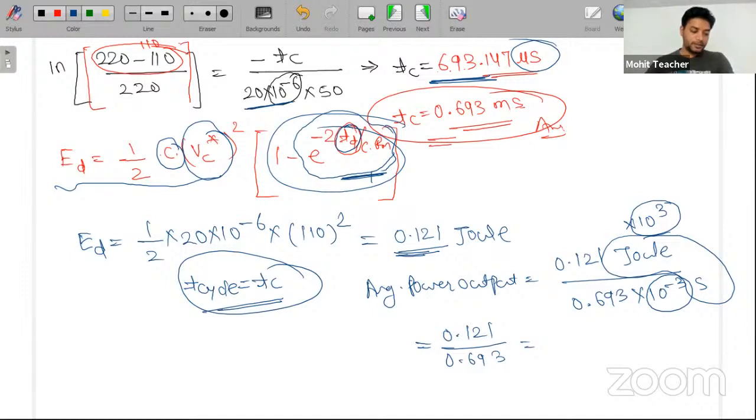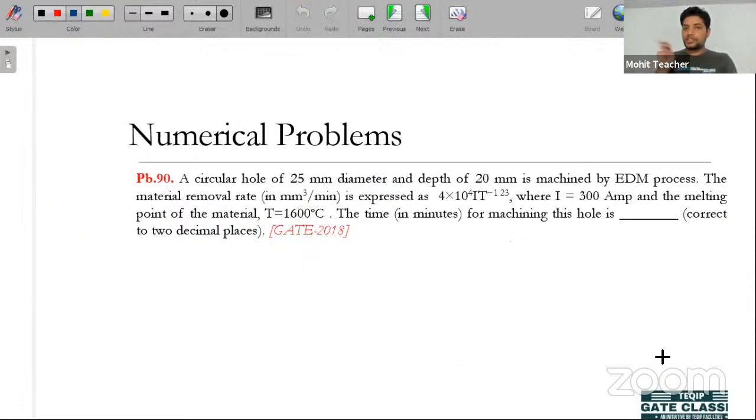Yeah, right. 0.1746, right, that is in kilowatt. Very good. Okay, so this is in kilowatt. Okay, so this is your second answer. Okay, one small problem is there, let's do this also, okay, then after that we are done.